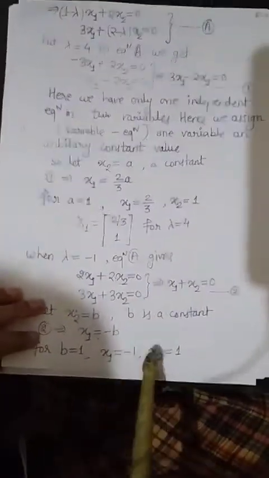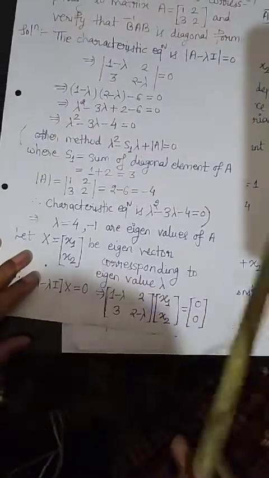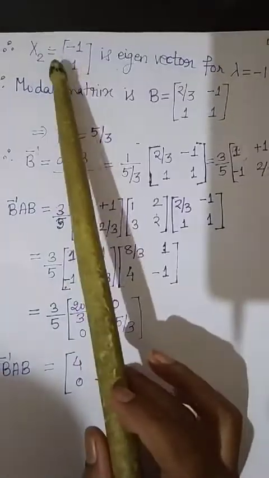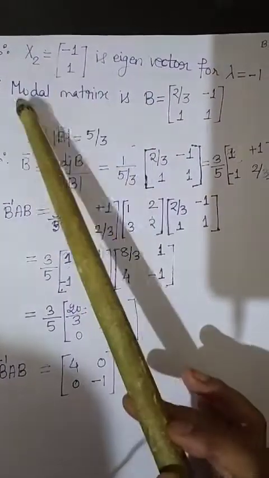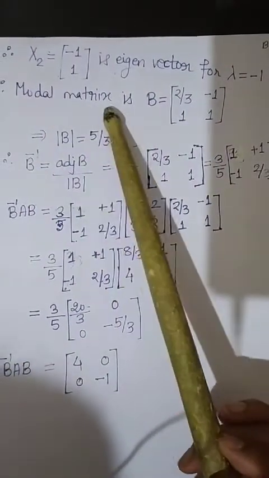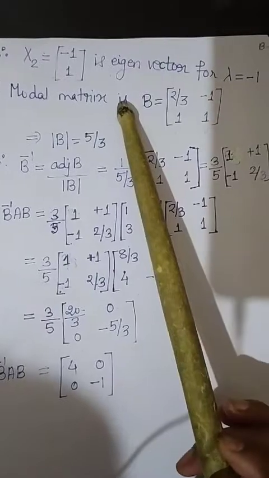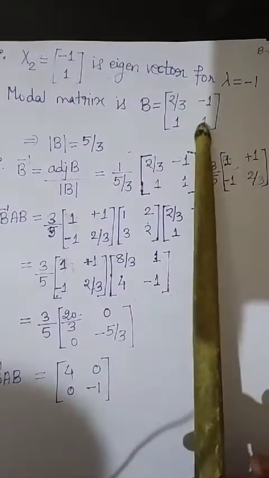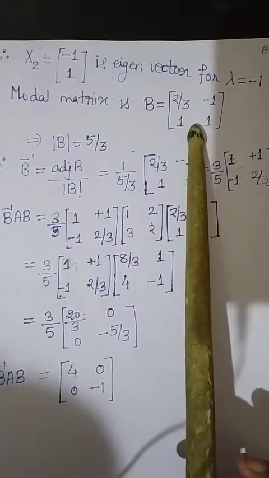So as we have obtained x1 and x2, we can get the eigenvector, say x suffix 2, equal to minus 1, 1 for lambda equal to minus 1. Okay. So as we have obtained the eigenvectors x1 and x2, we can write easily the modal matrix, which is a matrix of eigenvectors. So it is 2 by 3, 1 and the second column, minus 1, 1. So this is the modal matrix.